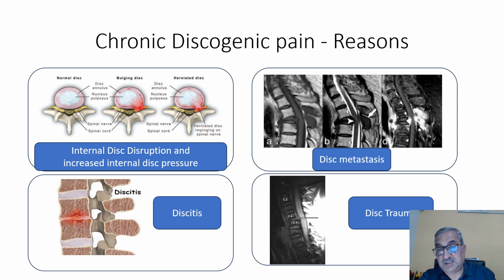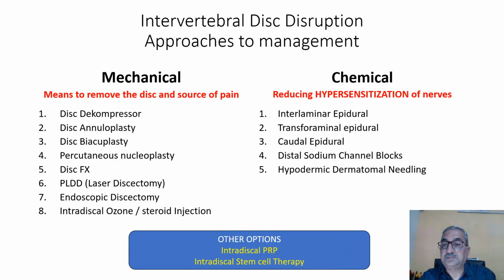There can be disc metastasis. Yes, that can also cause pain. At times there is an inflammatory or infective reason called discitis, either iatrogenic or through the bloodstream. And sometimes in trauma, the disc may get traumatized and one gets pain. But the most common we come across in a non-malignant, non-infective, and non-traumatic patient is the degenerative spine giving internal disc disruption and causing increased internal disc pressure. That is the main reason for discogenic pain.